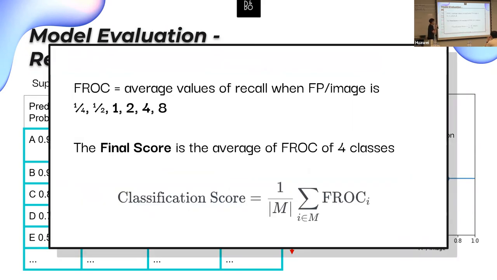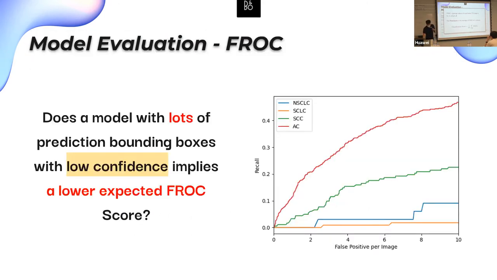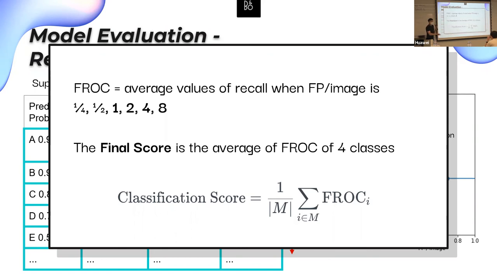So the final score will be the average over the four classes. Remember, we have four classes: AC, SEC, SCLC, and SCLC. We'll take the average of those, and then we will get the final classification score. You can also implement your own algorithm. I expect most people might not go so deep into this algorithm, but we will try to help you guys achieve this.